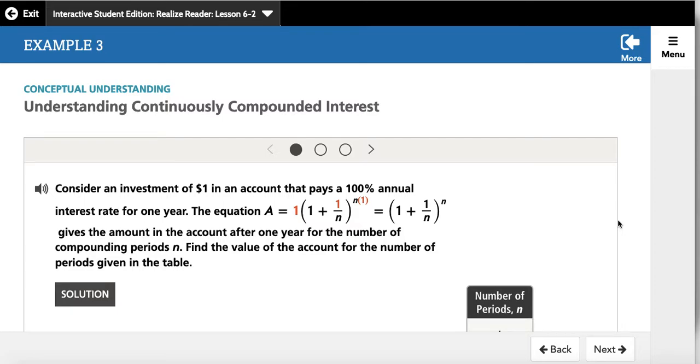Okay, Algebra 2 students, here's a video for Example 3 and Example 4 for Section 6.2, Understanding Continuously Compounded Interest.